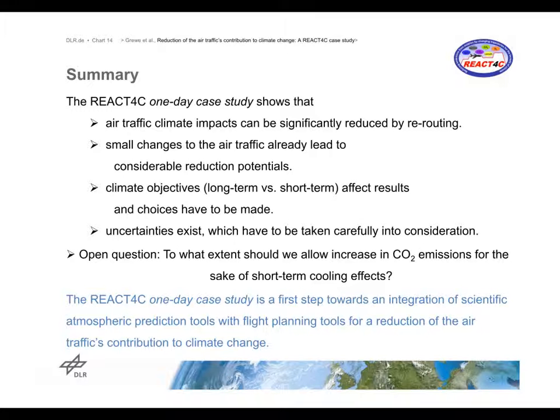The REACT4C one-day case study is a first step towards an integration of scientific atmospheric prediction tools with flight planning tools for a reduction of the air traffic's contribution to climate change.